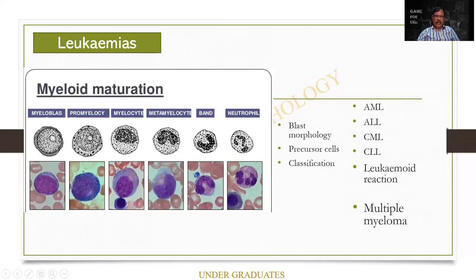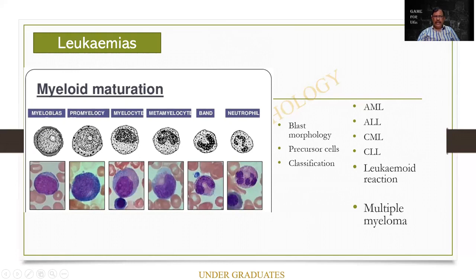Promyelocyte is also a large cell, and I find granules as well as a nucleolus. From the myelocyte downwards, there are specific granules. The nucleolus is not clear. The nucleus becomes smaller. The granules are more specific. Specific means neutrophilic granule, eosinophilic granule, etc.